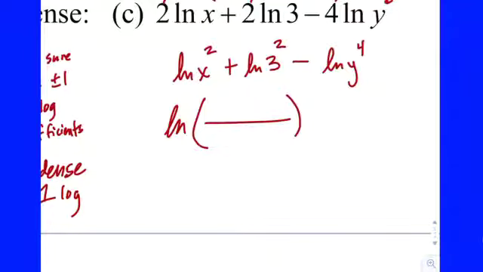So what goes in the numerator? The x squared and the 3 squared, right? Remember, if there's nothing in front, it's implied to be a positive 1. So 3 squared is 9, and x squared is x squared. So your numerator is 9x squared. What's your denominator? y to the 4th. And you're done. That's it.